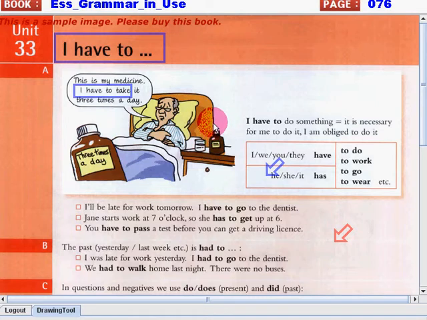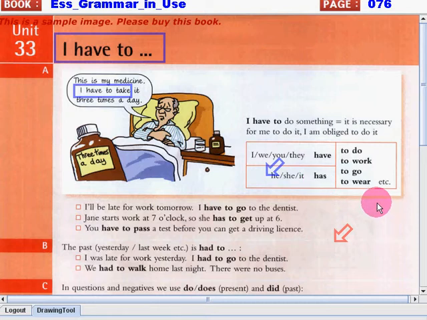Now, how do we make sentences using "I have to"? Of course, the first word should be our subject, and then our verb, and then infinitive "to," and then our main verb. Let's have some examples. I have to do. We have to work. They have to go. You have to wear. He has to work. She has to go. He or it has to wear.